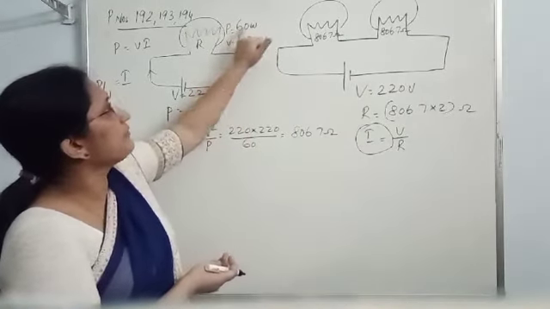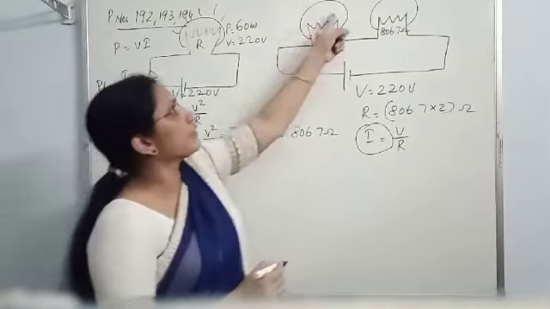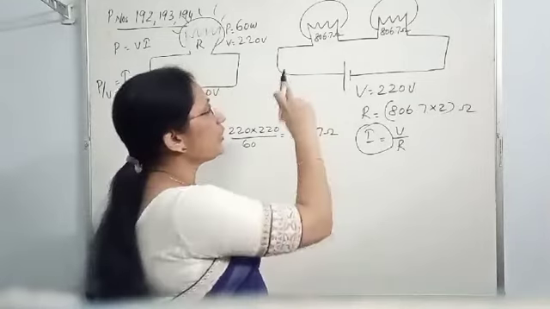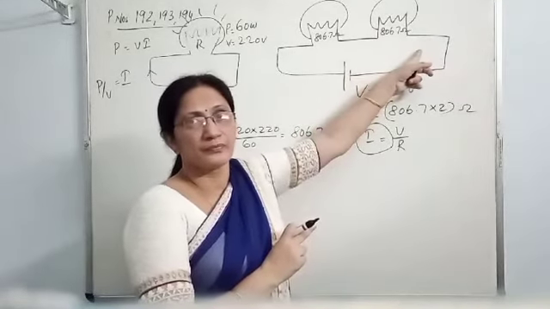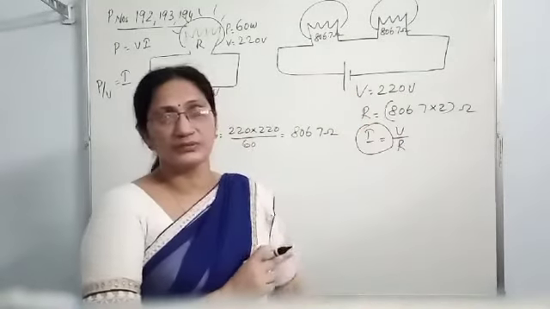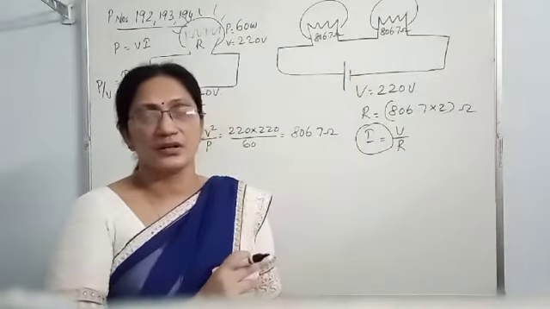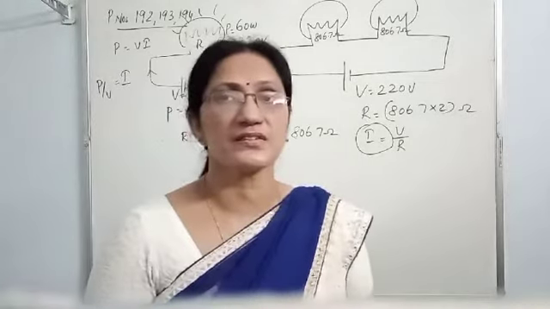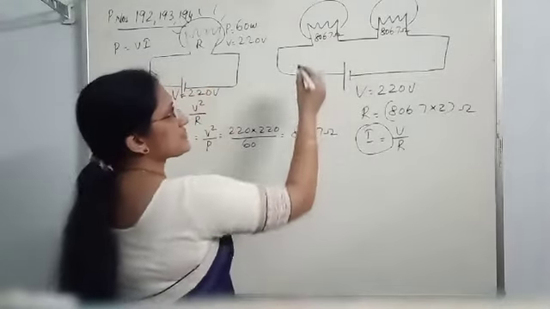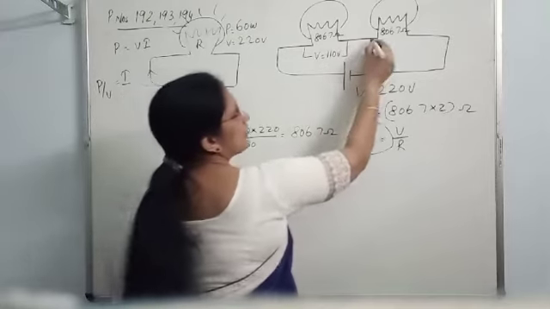In this case, the bulb will have brightness or power of 60 watt. What will be the power of these bulbs? Even though the labeling is 60 watt, the bulb will not have 60 watt power here. The reason is this 220 volt, it is getting divided among the two bulbs. You remember the characteristics of series circuit. The applied voltage is getting divided among the devices. So the voltage available for each bulb will be 110 volt each.